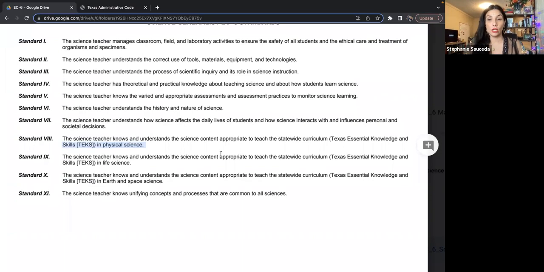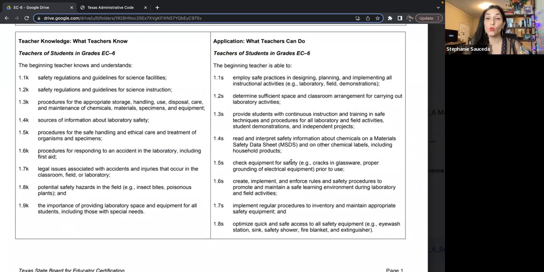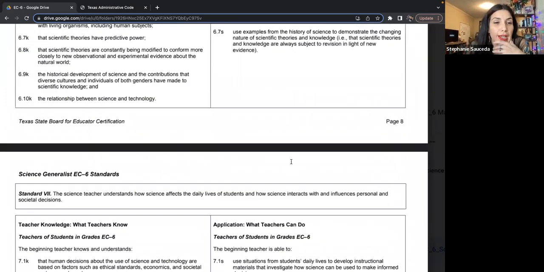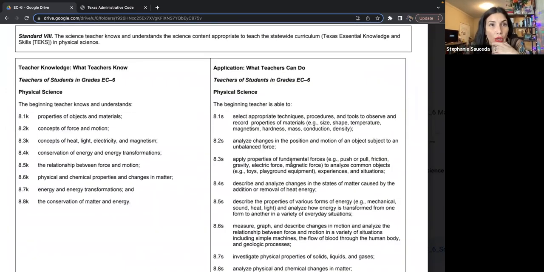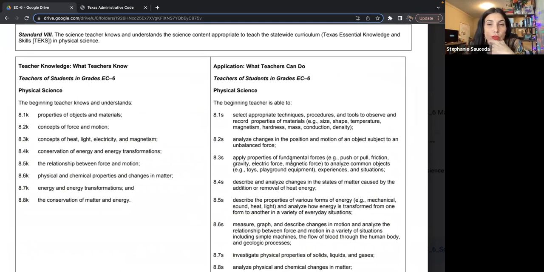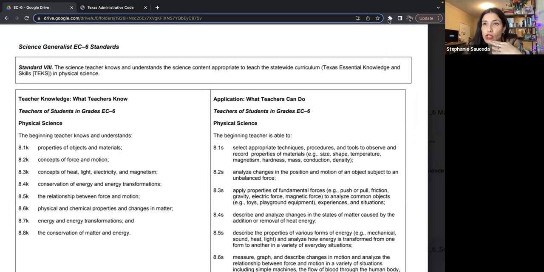So we get into the specifics. Now, the way to read it, I'm going to move down to one that has to do with TEKS. We'll do this one just to show you how you read it.